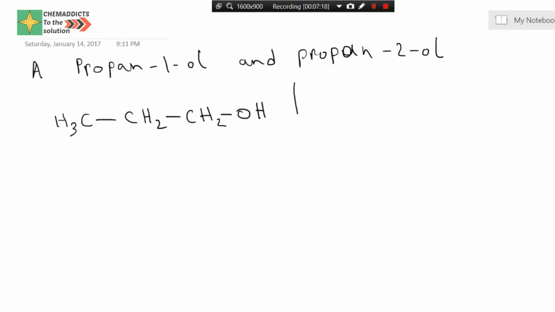And let's draw the structure for propan-2-ol. The structure for propan-2-ol is this: this hydroxyl group would attach to the middle carbon, nothing special. CH3.